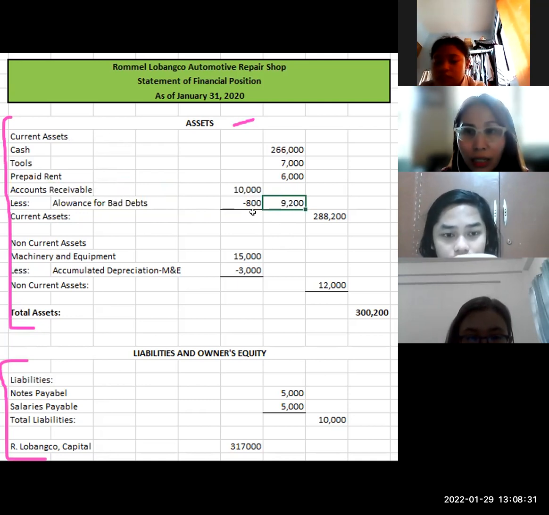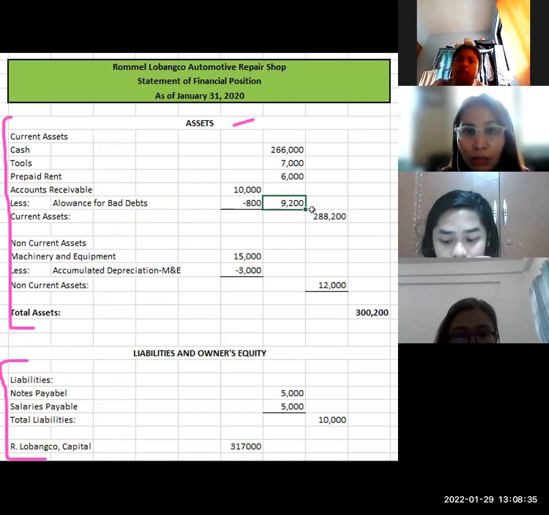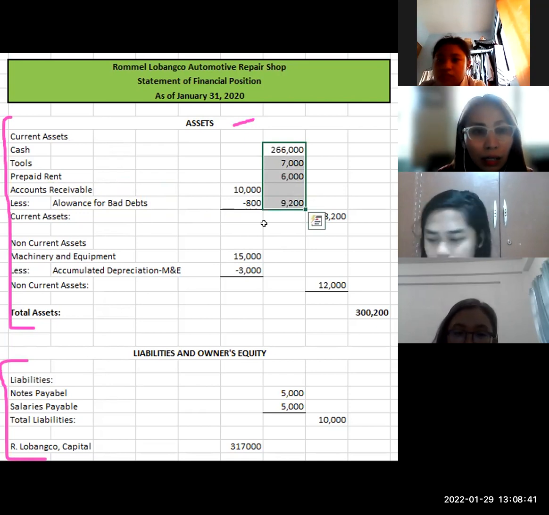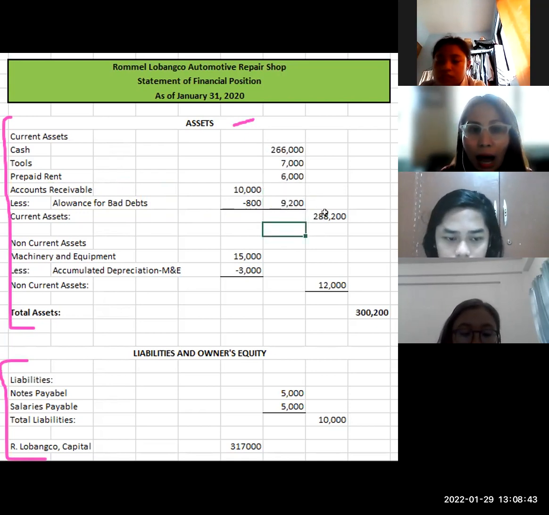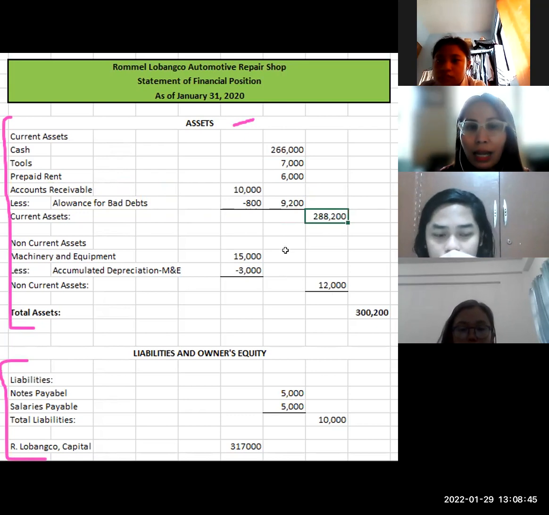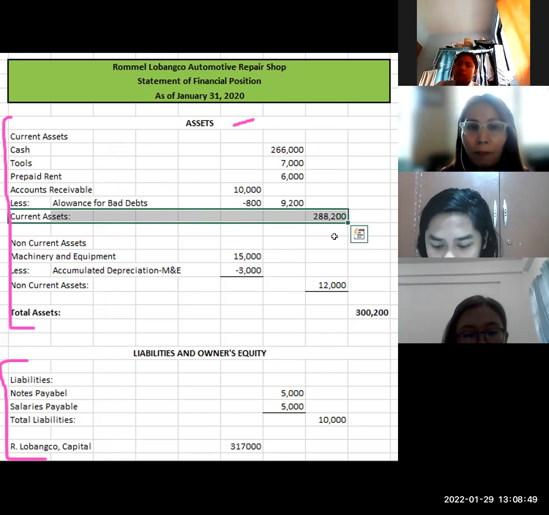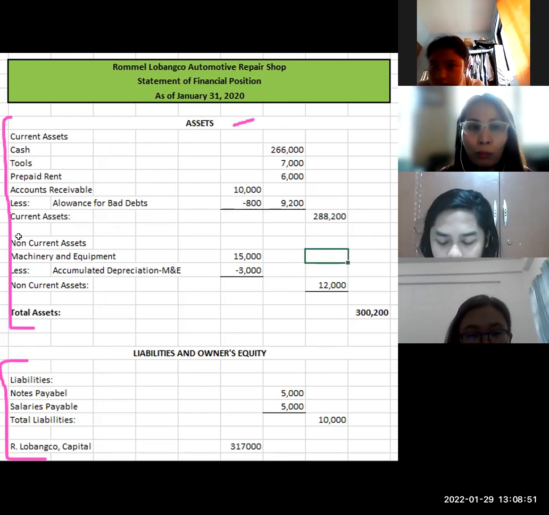Deduct natin yung 800 pesos from the 10,000 pesos. Now we have 9,200. Okay. Add lang natin all our current assets. Now we have 288,200 as our current assets. Okay. Now, punta tayo sa non-current.